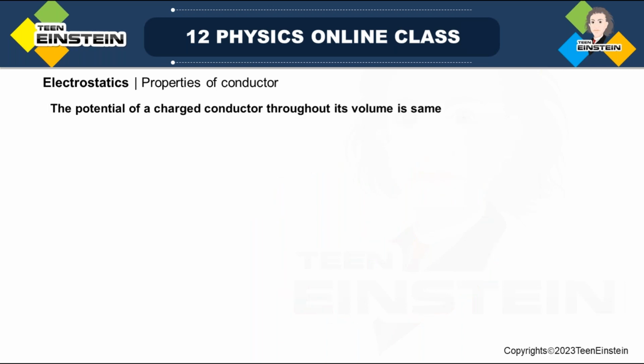Now we'll see the potential of a charged conductor. The potential of a charged conductor throughout its volume is the same. What does this mean? Suppose I have a conductor. If I give a positive charge here, all the charge will come on the surface, isn't it? And it will be distributed uniformly over the surface, right?